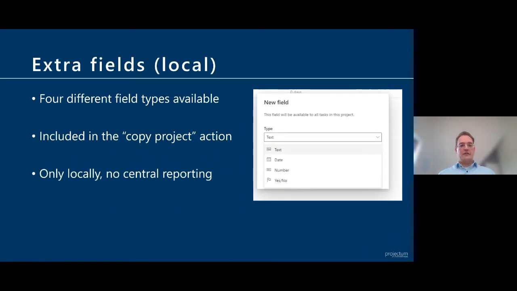Adding extra fields is now an option. And between brackets is that it is local. That means that there is no centralized reporting possibility based on what is retained in the Project for the Web schedule. However, we do have an option to copy that project and extract that to Excel later on, so we have a local repository to report.